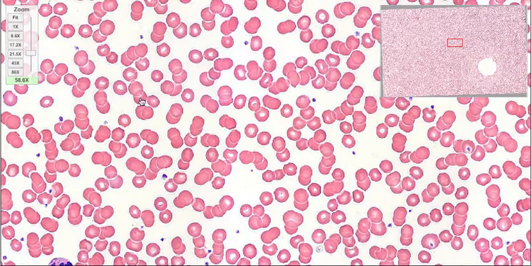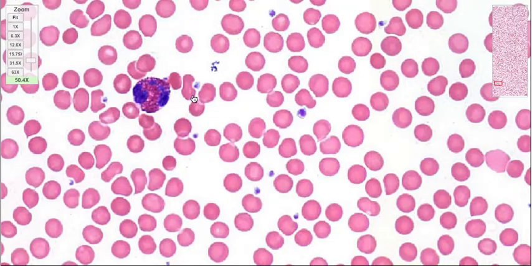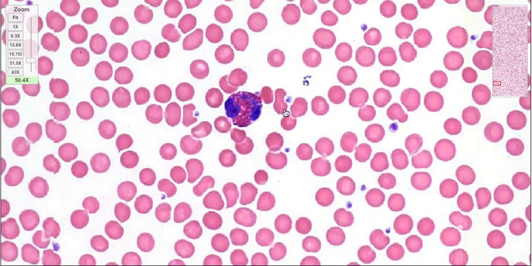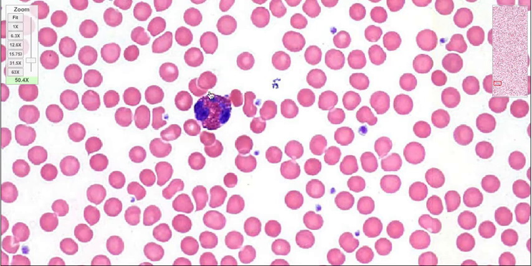Let's do that quickly. So we can see here the neutrophil. It's a lighter stain. But when we jump back to this cell, the eosinophil, we can see it's a darker stain.